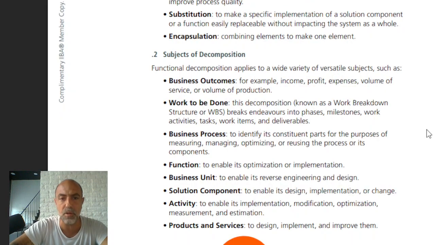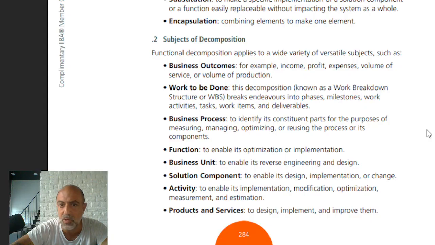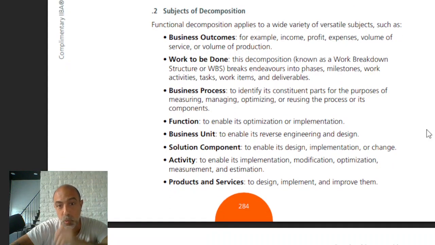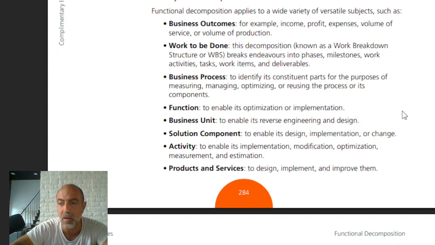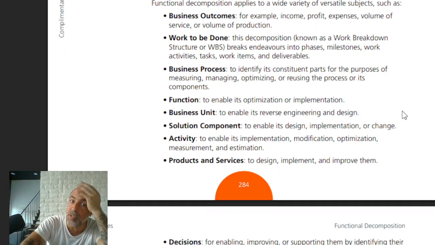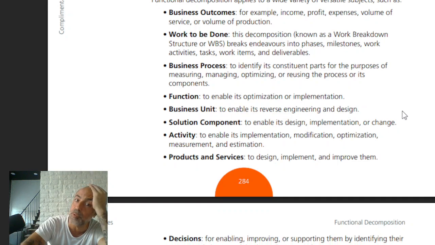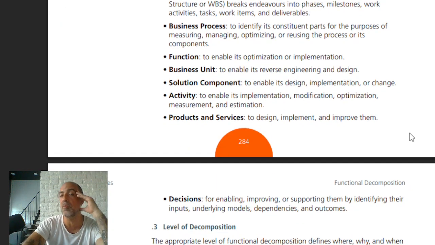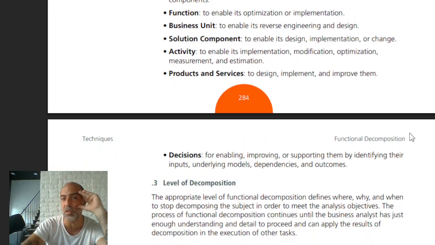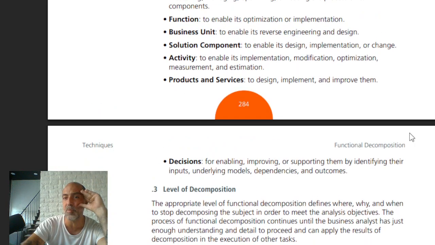Subjects of decomposition: functional decomposition applies to a wide variety of subjects, such as business outcomes, income, profit, expense, volume, or service. Work to be done, decomposition known as work breakdown structure, breaks endeavors into phases, milestones, work activities. My favorite new word is cycles, like work cycles. A business process, to identify its constituent parts for the purposes of measuring, managing, optimizing, and reusing the process or its components. A function, to enable its optimization or implementation. A business unit, to enable its reverse engineering and design. A solution component, to enable its design, implementation, or change. An activity, to enable its implementation, modification, optimization.